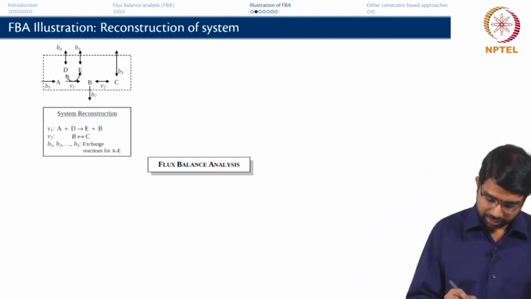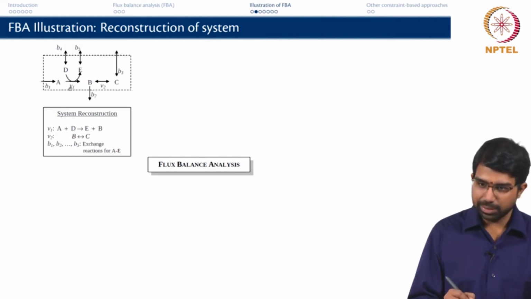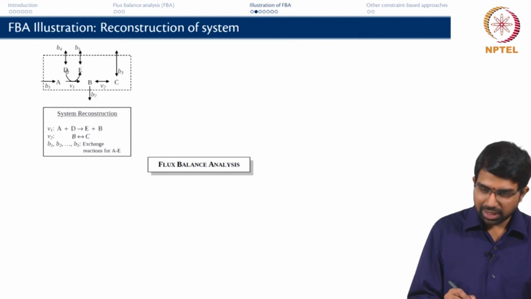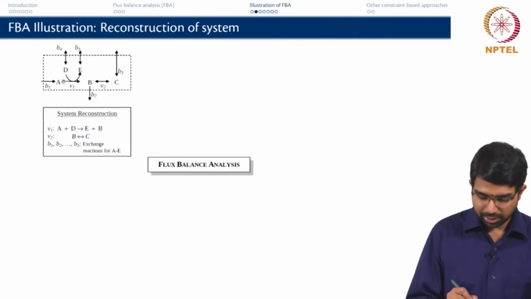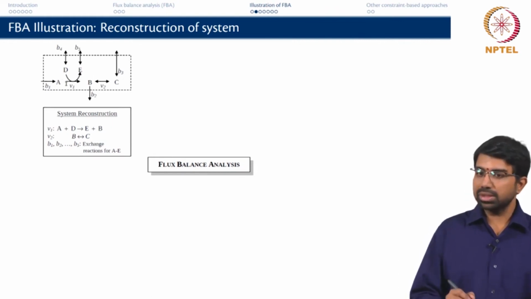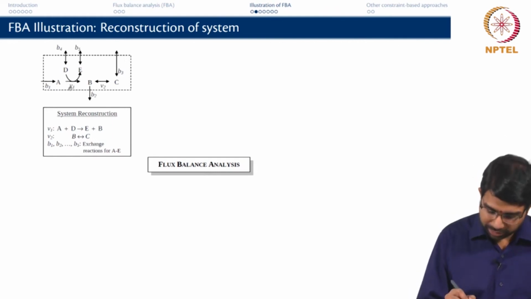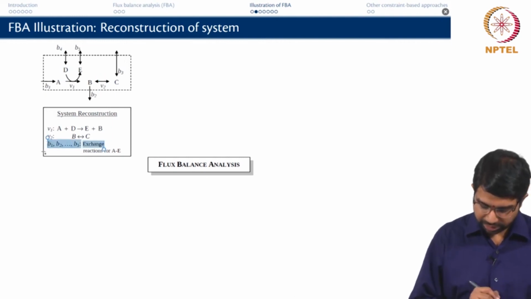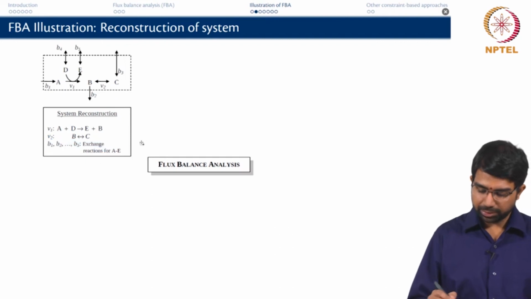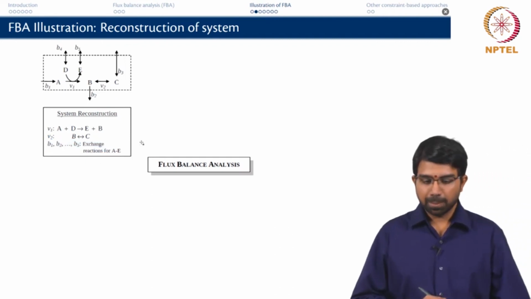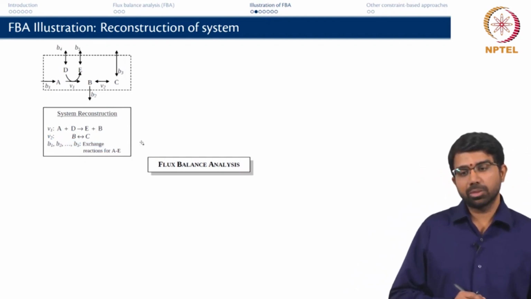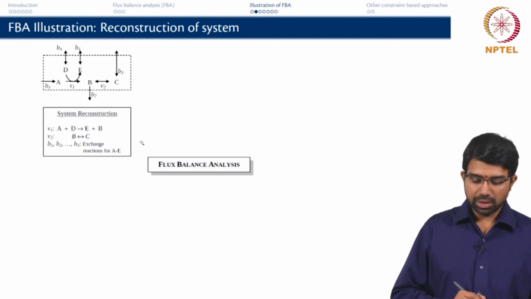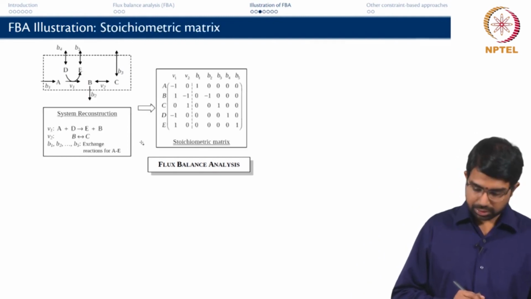This is one reaction, right? It's basically A plus D giving E plus B. This is how you normally write in biochemistry, right? ATP becoming ADP or something like that. So that makes it 7, right? So you have two internal reactions, v1 and v2, and you have a bunch of exchange reactions, b2 to b5. Fair enough? So the stoichiometric matrix will therefore be 5 cross 7, and it will look like this.